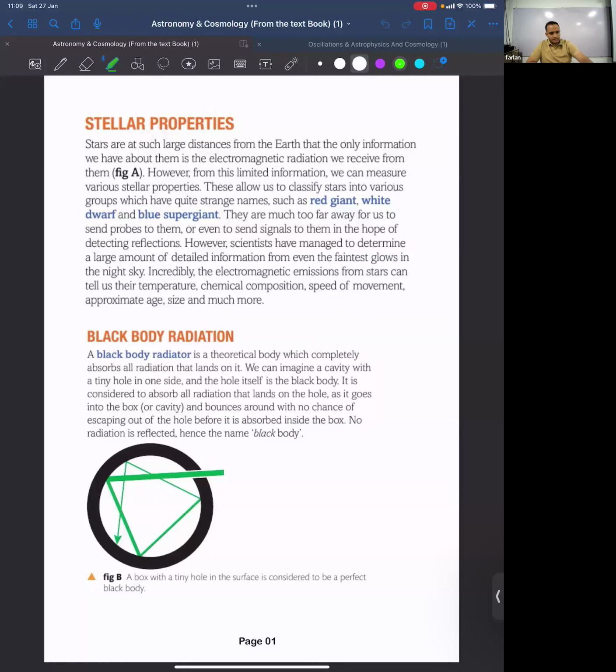So guys, let's start with the topic. First page. And one more thing that you need to know. If you take a sun, if you take a star, what is the difference between moon and sun?